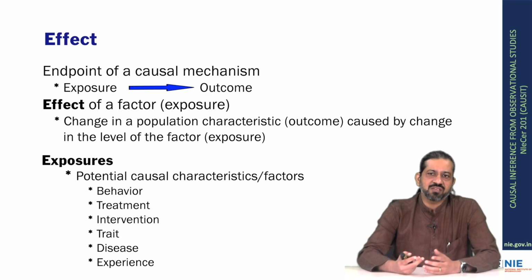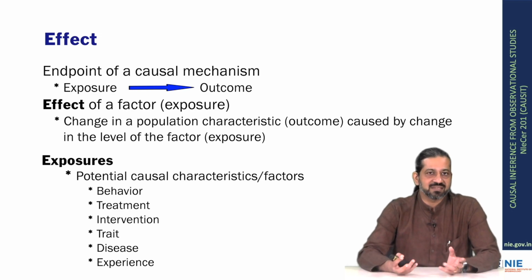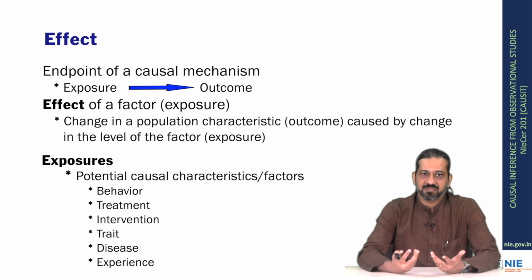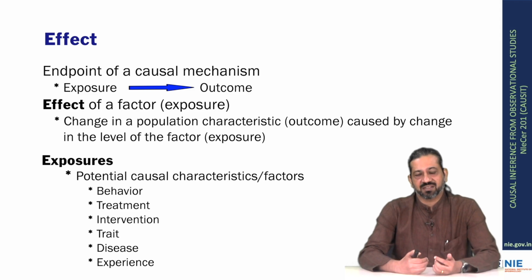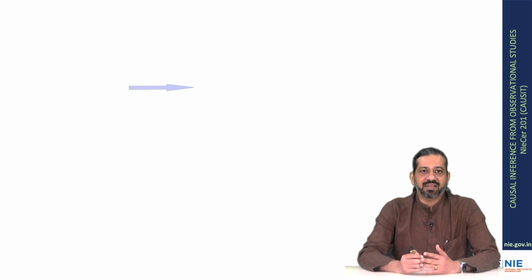In epidemiology, we refer to potential causal characteristics as exposures, right? So this could be any kind of behaviors. This could be some, say, drugs, vaccines, any other public health interventions, specific traits, say gender, or some genetic traits, some socioeconomic traits. Sometimes a particular disease could be considered as an exposure factor to cause another disease or its complication for that matter, and so forth.